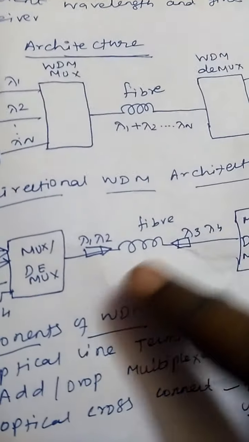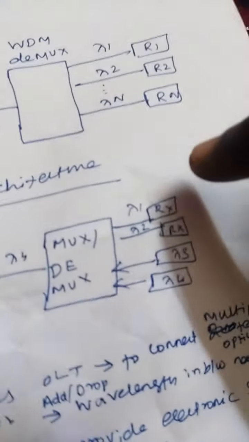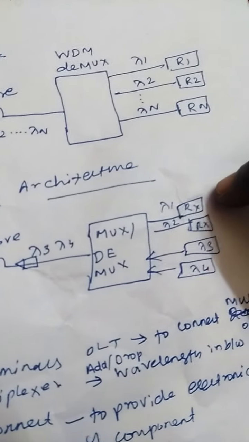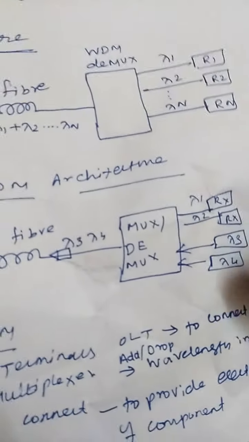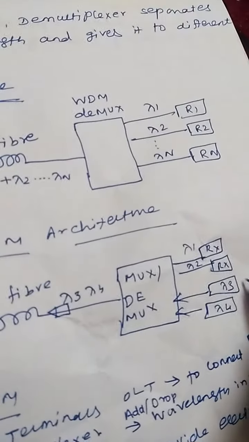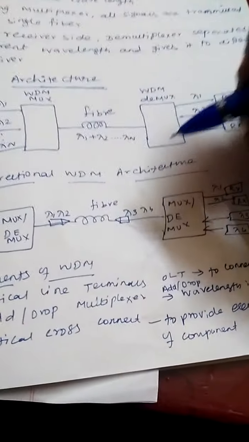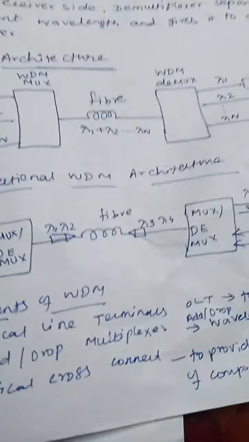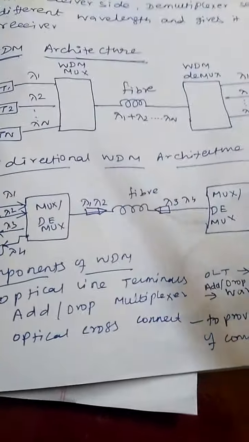Using the single fiber we can transmit the signal to the receiver section. In the receiver section we also use a multiplexer as well as a demultiplexer. Here we use Rx, where Rx is the receiver, and in the same way we use Tx, where Tx means the transmitter. So we can send and receive both signals using this bidirectional WDM architecture. All the signals are transmitted using this single optical fiber. That is the difference between WDM architecture and bidirectional WDM architecture.